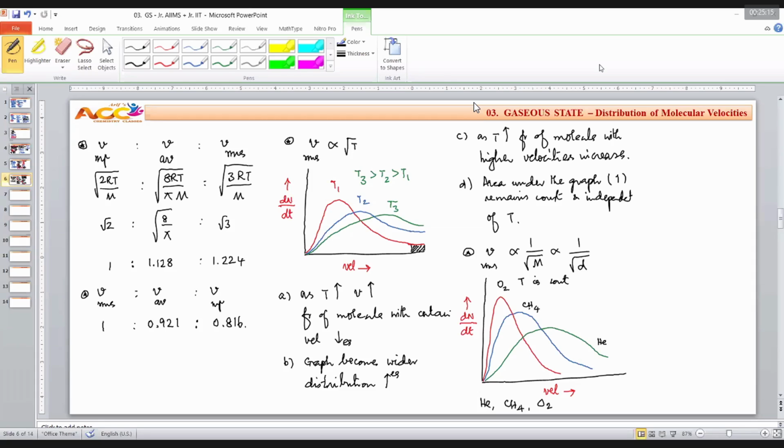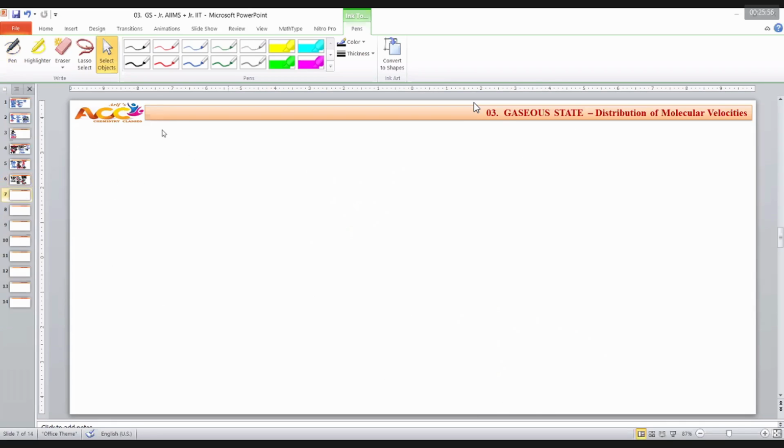Is it over? Next. No, that is the end of what we can say about RMS velocity or other types of velocities.